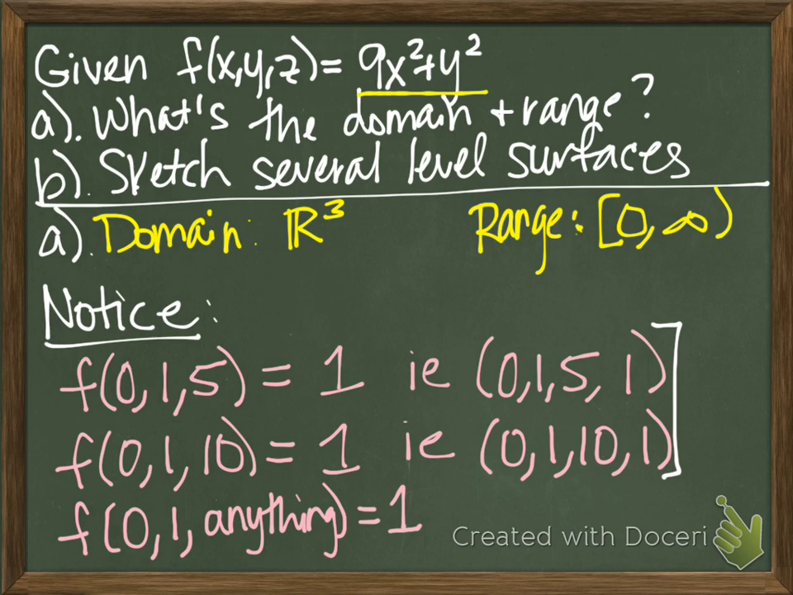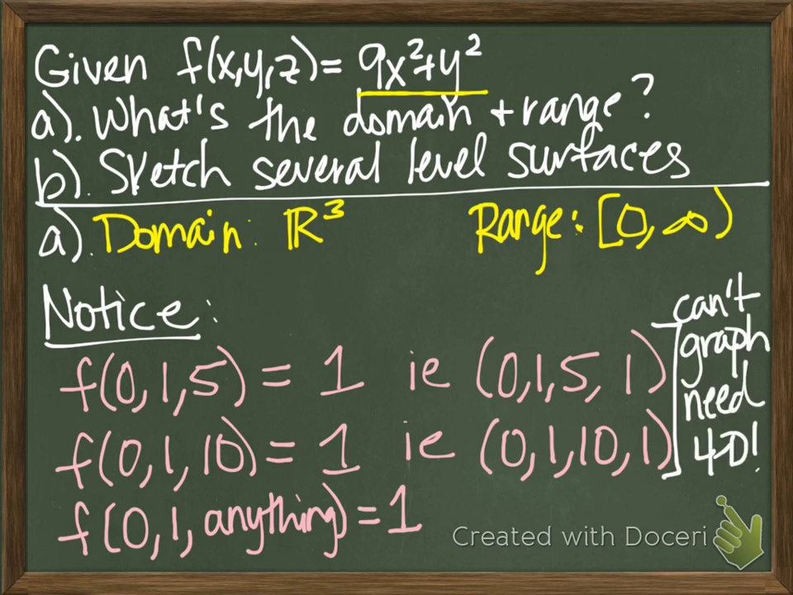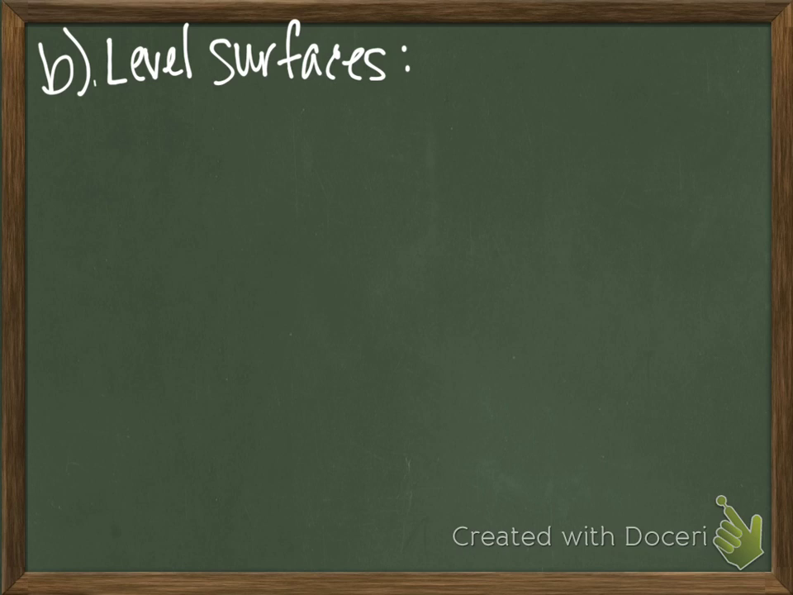Now as we try to visualize this, notice we can't graph this because we need 4 dimensions. So that's where instead we're going to look at the level surfaces. So the level surfaces are anywhere where the function is equal to a constant. So I have the function, and c here is any constant.